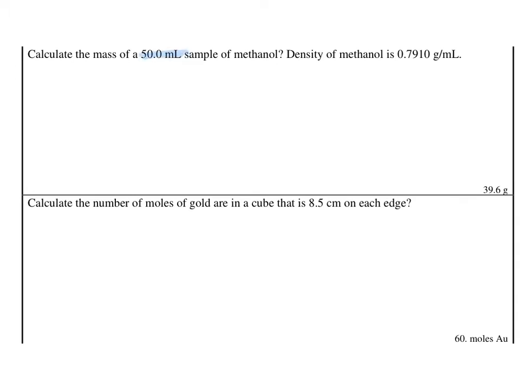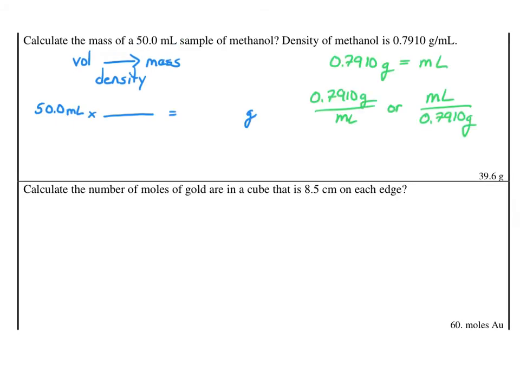In this problem, we're given a volume of a sample, and we want to calculate the mass. To accomplish this, we're going to use the density that we're given as a conversion factor. Given our identity, we can write two conversion factors. Start with a measured number from the question statement, and we need to cancel out units of milliliters, so we're going to choose the conversion factor that has milliliters in the denominator. Conversion factors imply equivalency. Saying we have 0.7910 grams is equivalent to saying we have a milliliter.